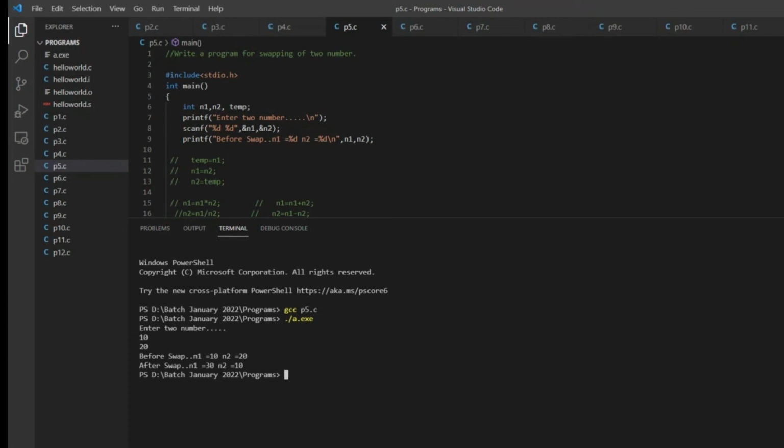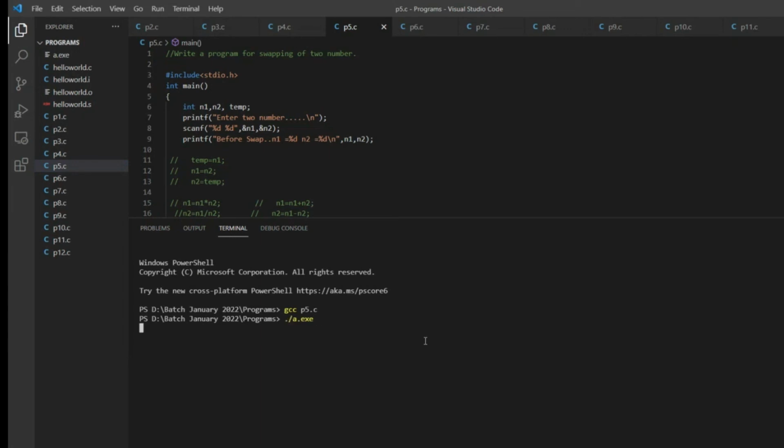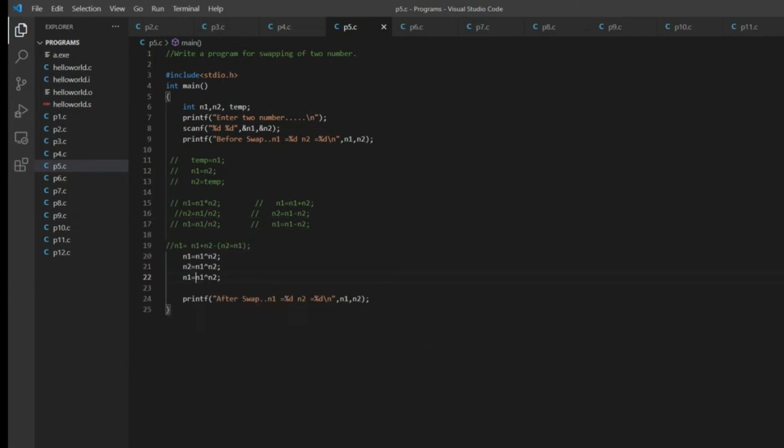Why? Equal to sign, last line. Yes, that's a mistake. So here it's 20 and 10. So write down this logic in your notebook wherever you have written the swapping of two numbers code.